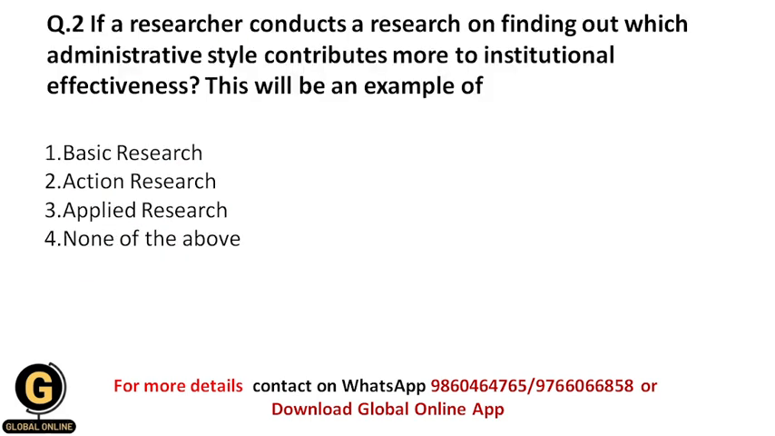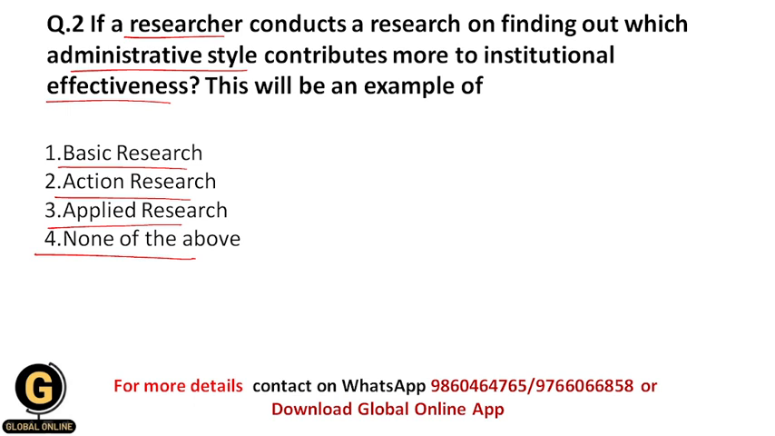If a researcher conducts research on finding out which administrative style contributes more to institutional effectiveness, this will be an example of. If I am a researcher and I want to find out how much or at what amount administrative style contributes more to institutional effectiveness, then what kind of research will I follow? Basic research, action research, applied research, or none of the above.